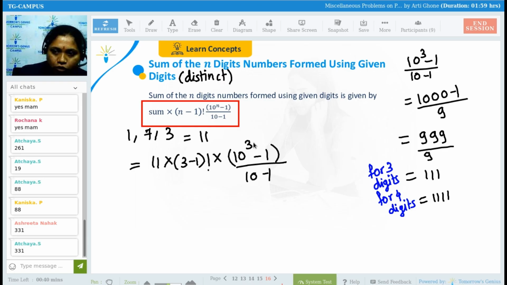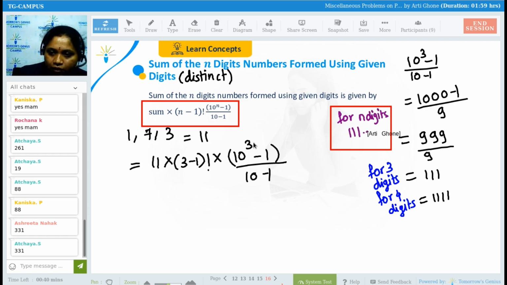Clear? This is also one more shortcut if you want to remember. Otherwise, you can directly calculate. So for n digits, 1, 1, 1, n times. Okay? So this is complementary if you want to remember. Now I am just giving you the calculation.